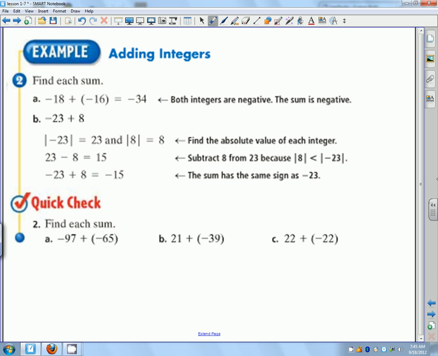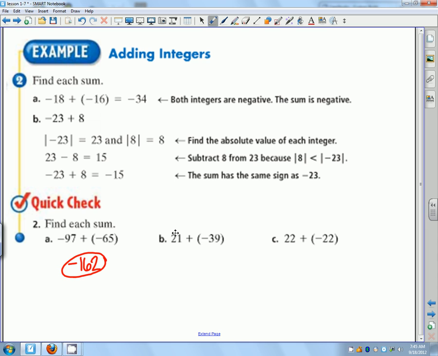All right, number 2A is a negative 97 plus a negative 65. So these are both negative, so my answer is going to be negative, and I just add the 2 numbers together to get negative 162.